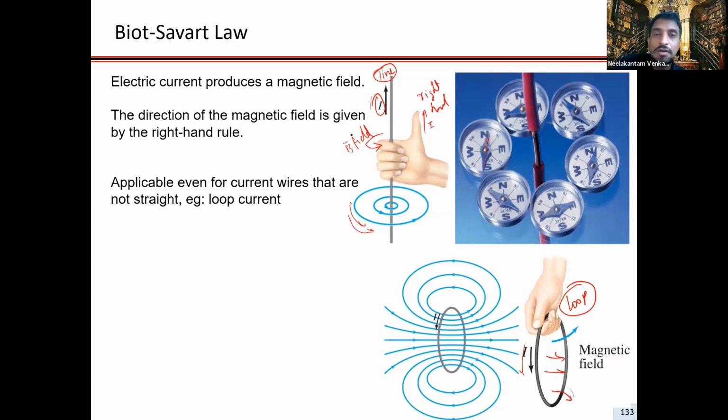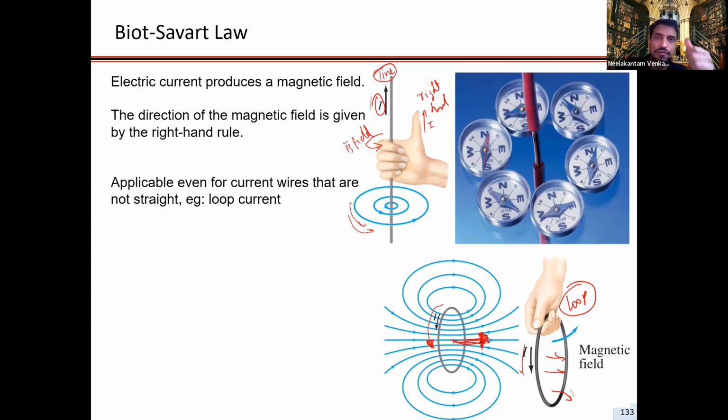The other way around also works. That means if instead of the thumb being the current, you have the thumb be the direction of the B field and the fingers be the direction of the loop current, because the loop current goes around in a circle. Then if you orient your right hand fingers in this direction, you naturally see that your thumb will be pointing in this direction, to the right. So you can swap, technically.